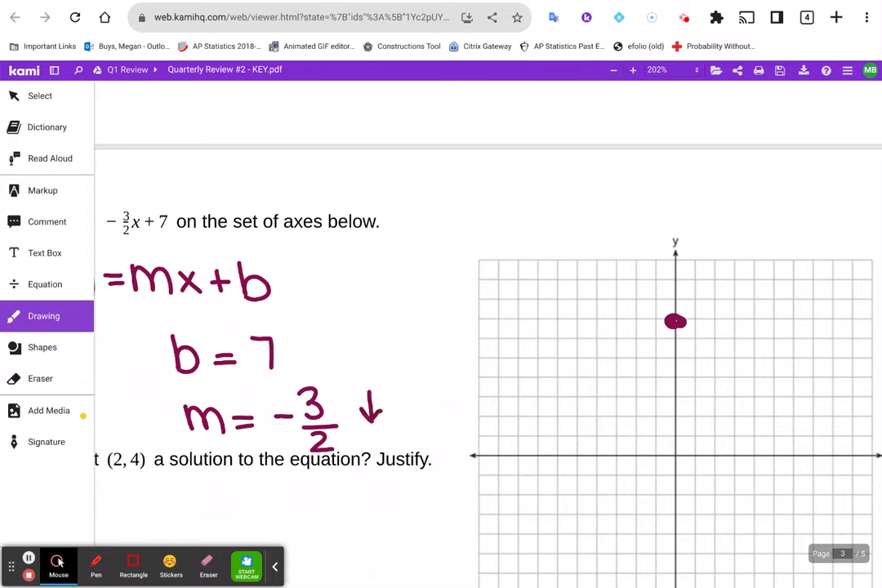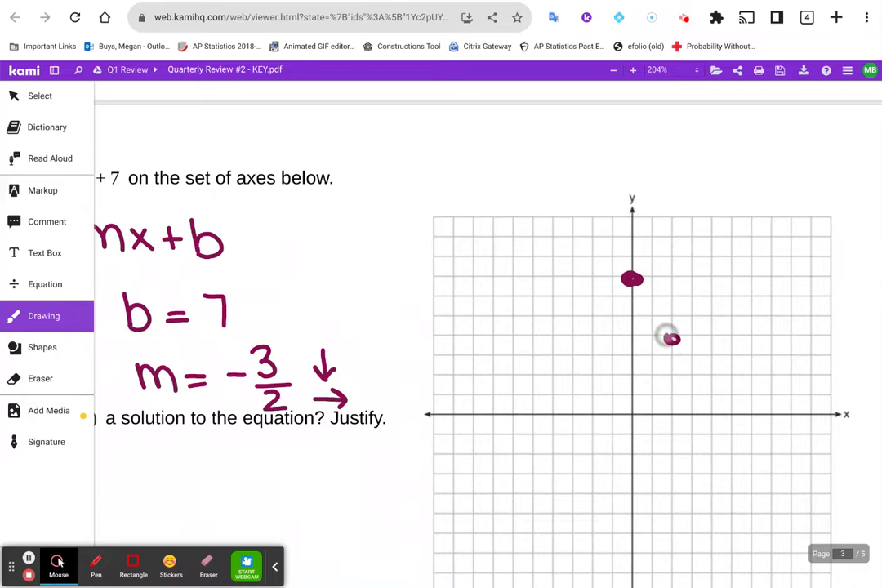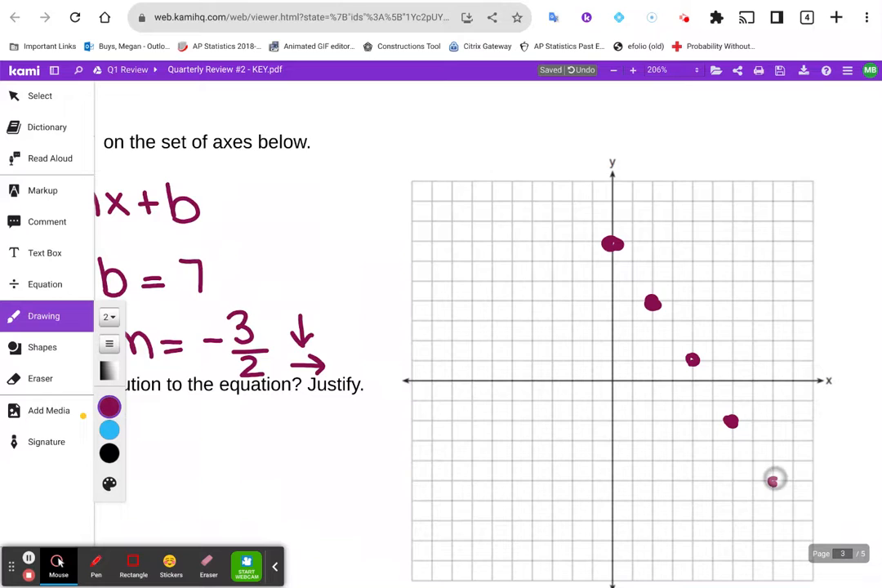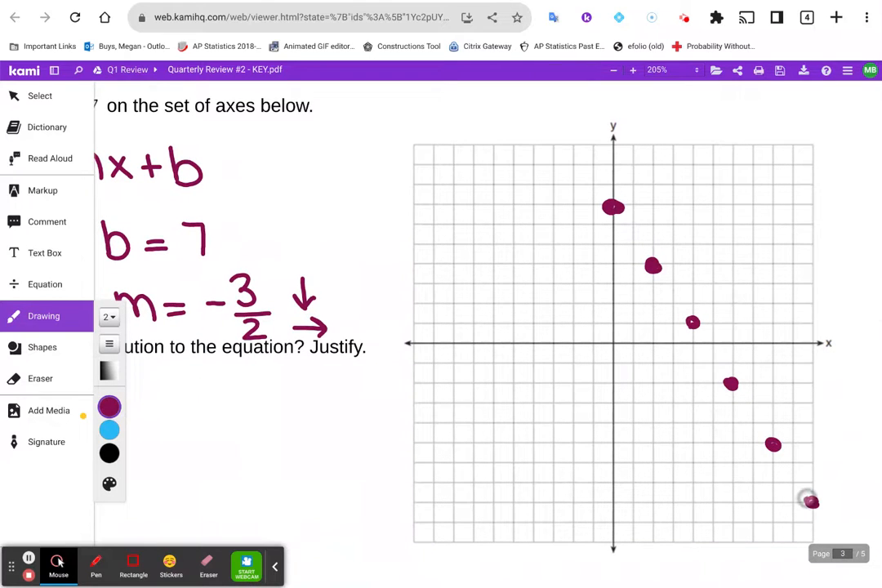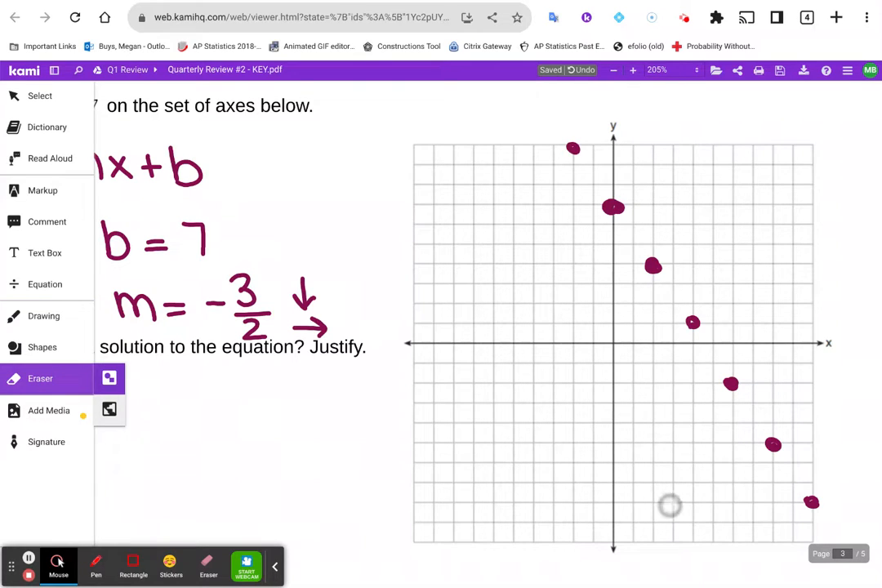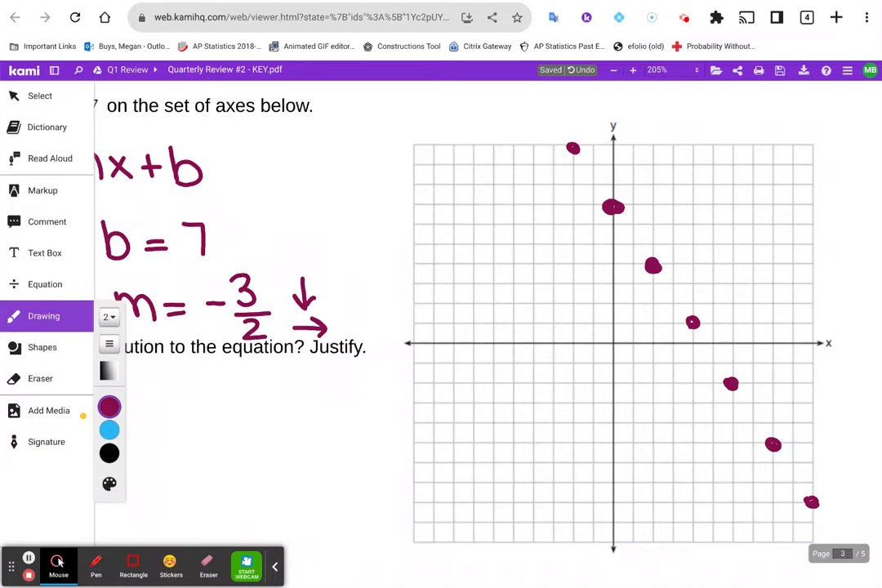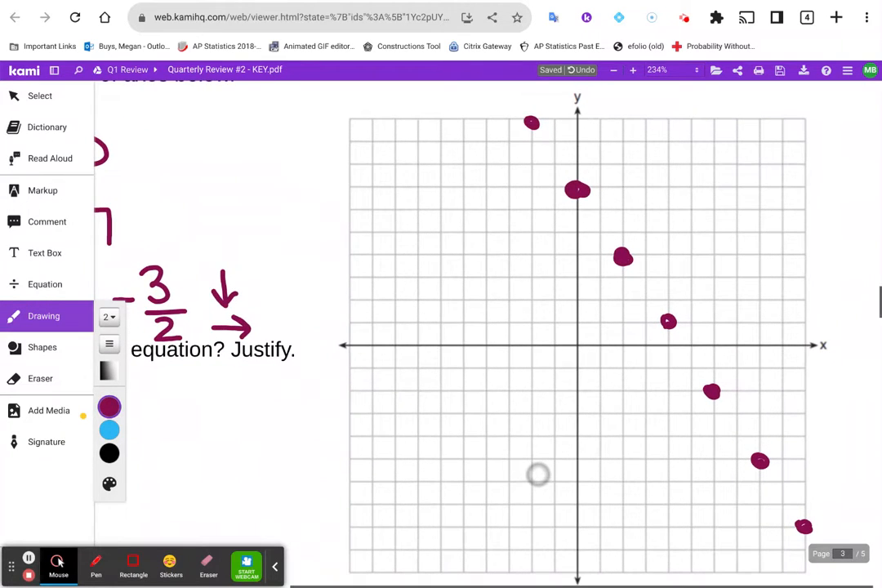That means we're going down 3 and 2 to the right. So from this one point, I'm counting down 3, 2 to the right. I'm going to keep repeating that process along the way. You don't have to include all the dots that I did. If I want to go up 3 and 2 to the left, I can as well. You can include every point if you want to, but you don't have to. You can do like 5 solid points we talked about.